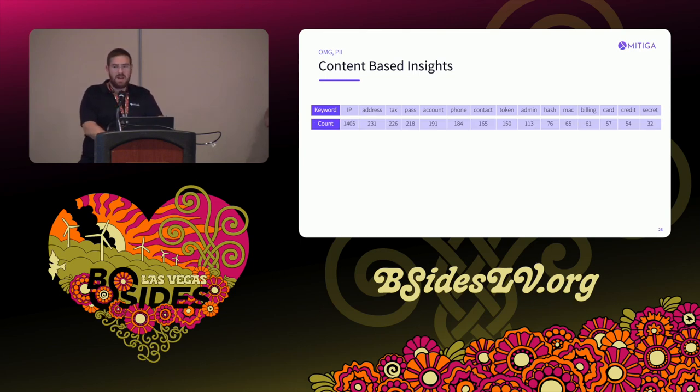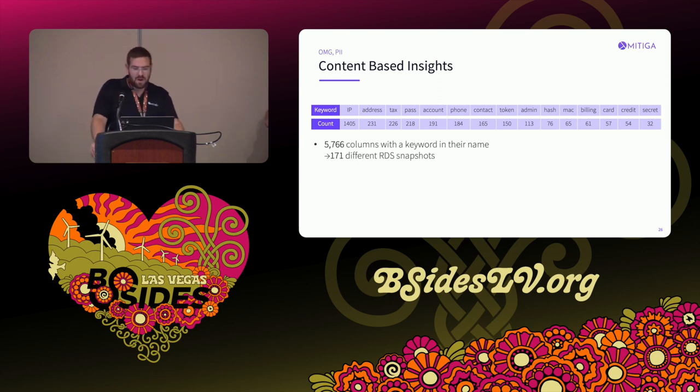Actually, we found a lot of matches. All in all, we found approximately 5,800 columns with an interesting keyword in their name and with data. When we reduced it to different RDS snapshots, we found 171 public RDS snapshots that with high probability contain sensitive data, just in 1 month. Now, we can agree that this issue is a prevalent issue.